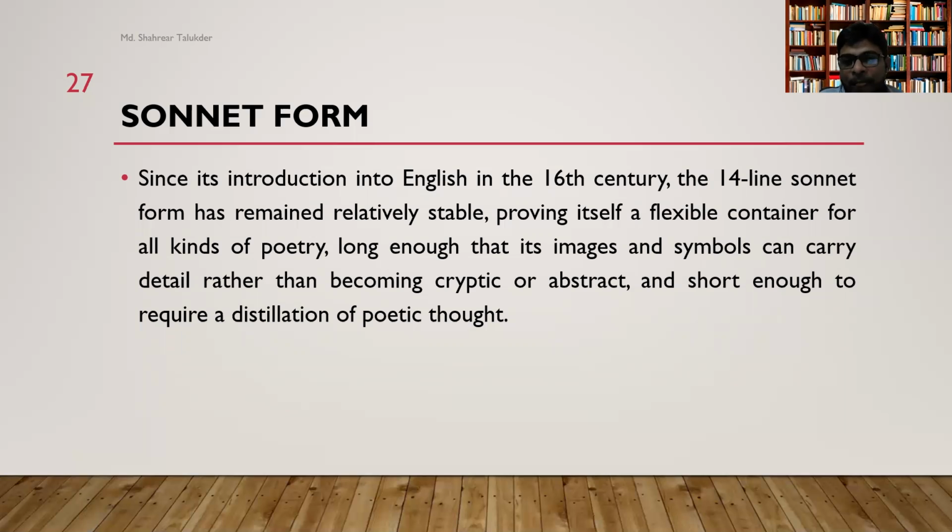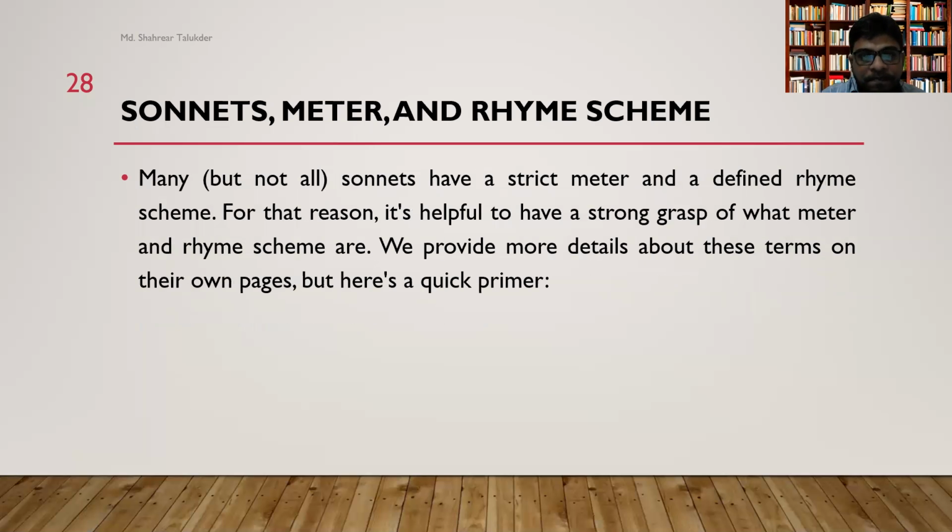This is very interesting. It says that though it is short, it can have images and symbols without becoming cryptic or abstract. Since these poems have only 14 lines, there is no chance of being that cryptic or abstract. Rather, it is concrete. It is understandable what the octave or sestet is conveying. The meaning can be understood quite easily. It is not something hidden or enigmatic. It is short, but because of the use of images and symbols, we can understand them easily. Okay, now let's see.